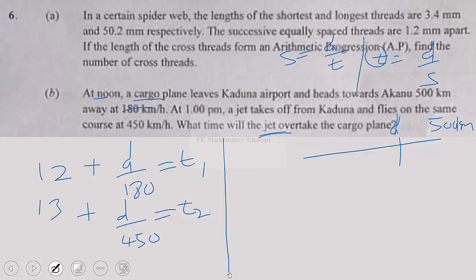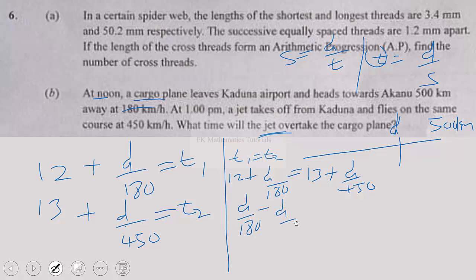So we are going to get t1 equal t2. So this implies that we have 12 plus d over 180 is equal to 13 plus d over 450. So d over 180 minus d over 450 should be equal to 13 minus 12, which is 1. So we multiply through by the LCM, which is 900 times d over 180 minus 900 times d over 450 should get 900 times 1, which is 900.